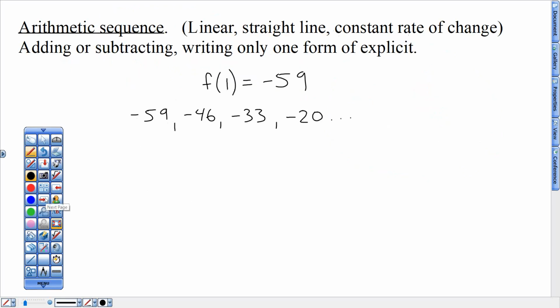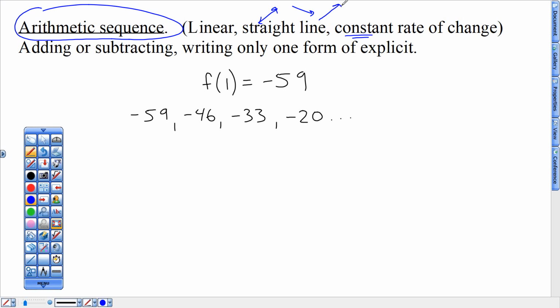This concept right here, arithmetic, knowing that all these are adding, subtracting. They're always what we call linear. They always give you a straight line. They always have you adding or subtracting by the same number every single time. That's what makes these lines straight, either going up or going down from left to right. Again, straight line, linear, arithmetic.